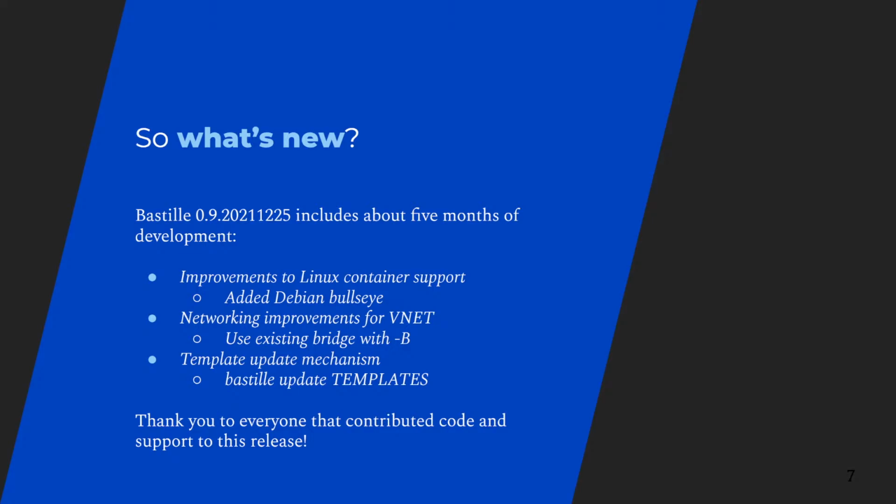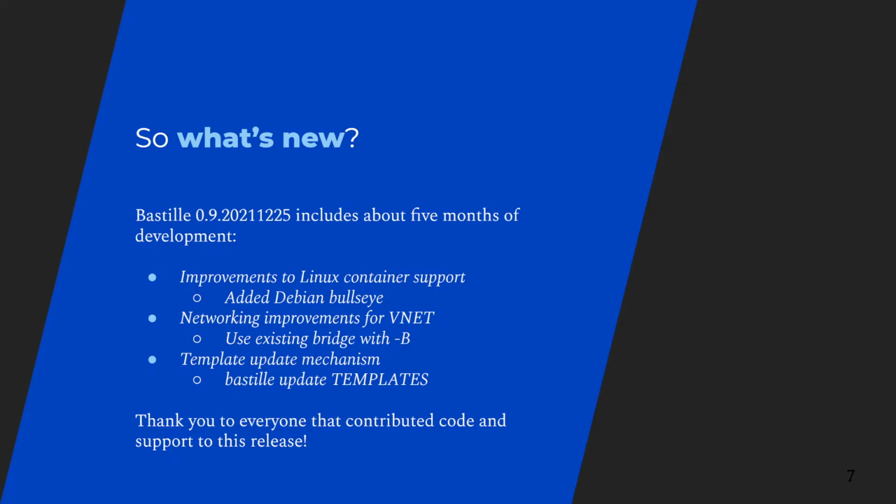There's been some improvements to the VNET virtual networking stuff. There's a new option with Create now that if you use a -B like beta instead of V like victory, you can give it the name of a bridge that you already have and attach it to that bridge. So it's a little more flexible now in terms of using a bridge that you've created and have set up in a certain way versus using the default Bastille bridge that we create to try to keep things kind of simple.